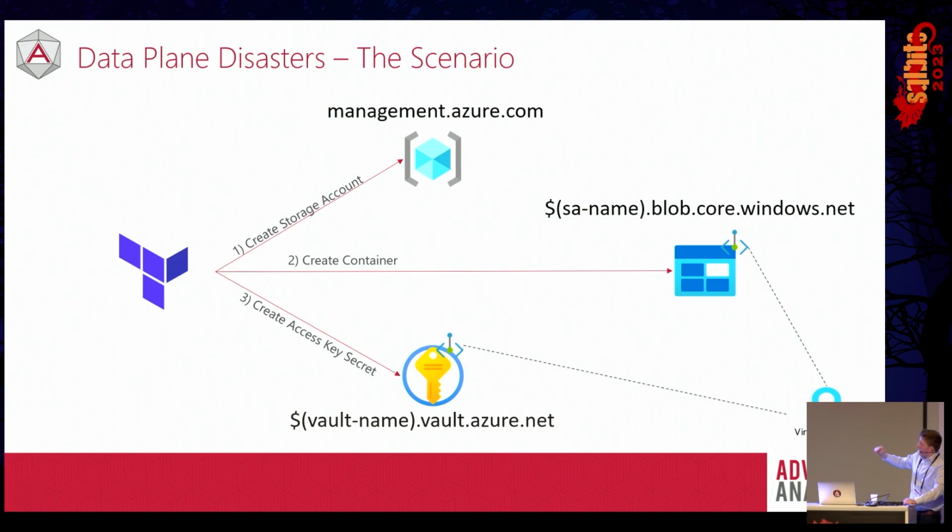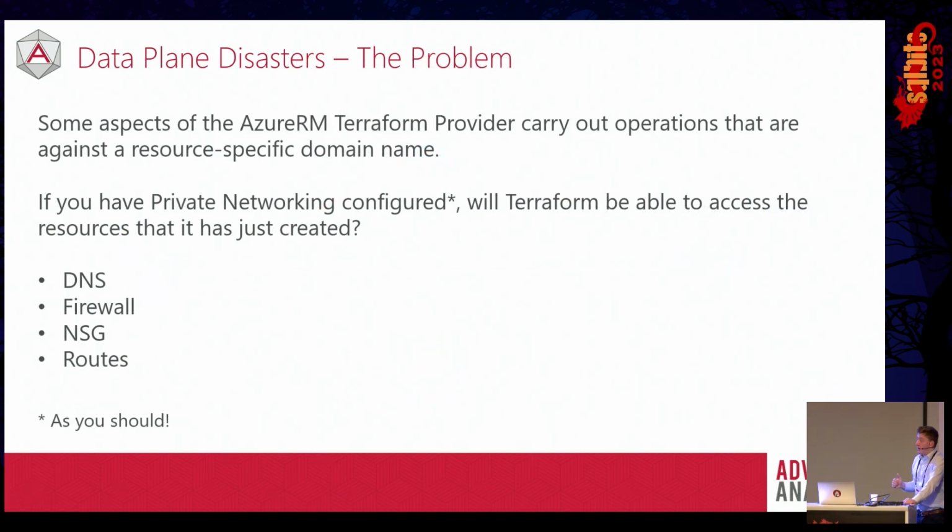And what you'll also see is that the domain name for Blob and the domain name for the Key Vault, they actually depend on what the resource is called. So some aspects of the AzureRM Terraform provider carry operations out against a resource-specific domain name. So if you've decided to go full private networking, as everyone should, is Terraform going to be able to access what it's just created? If you've got your Terraform, happily sitting there creating storage accounts, it's fine that it can create the storage account because that's against the Azure API, but is it then going to be able to do anything with that storage account?